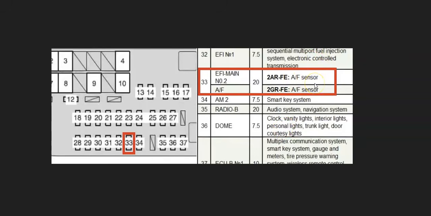For example, this is a 2012 Toyota Camry. As you can see, AF sensor is fuse number 33, which would be right here. And if that blew, it would cause an issue. So that's something to keep in mind. Again, these fuses can be a little vague, and sometimes you have to do a little research to find out exactly what's going on with the fuses in your particular vehicle.